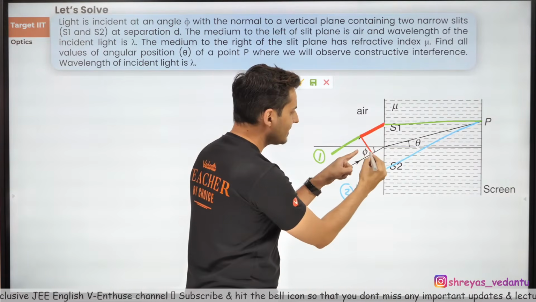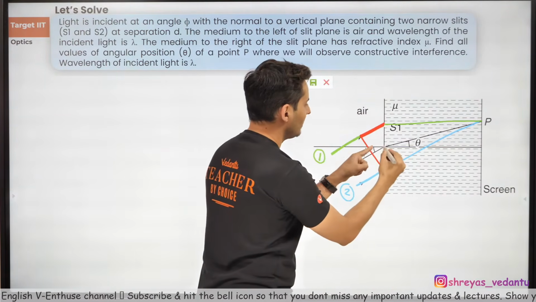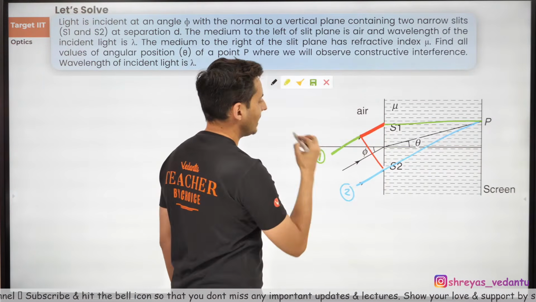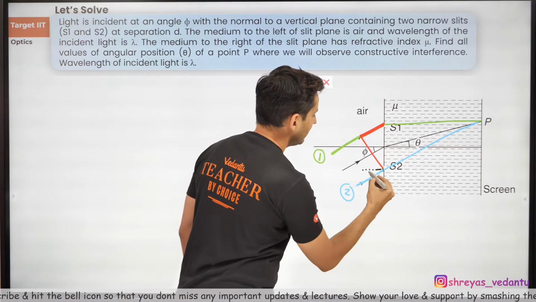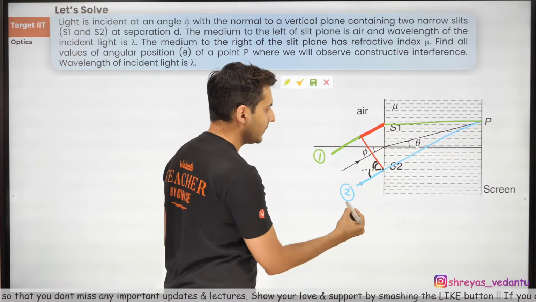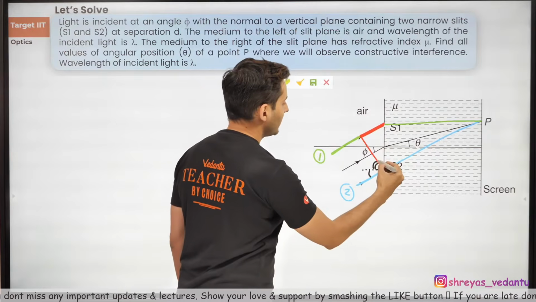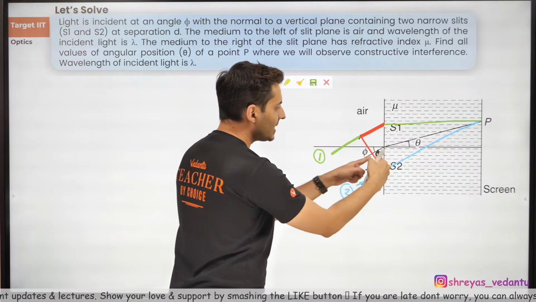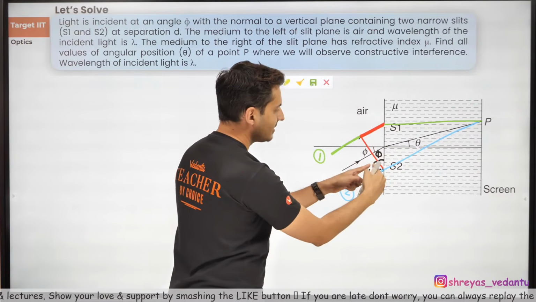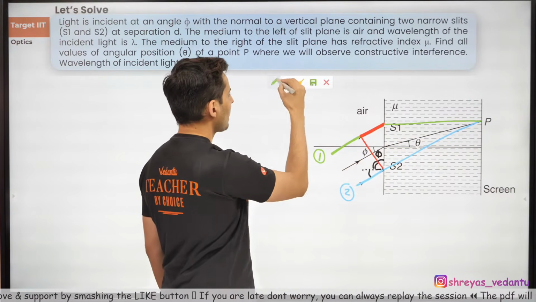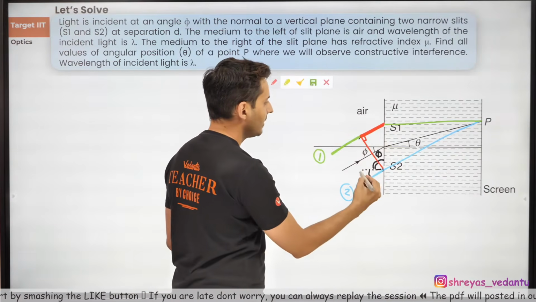Well, if this is phi, think about it. If this is phi, guys, you can just visualize this now. This will be also phi. This will be 90 minus phi. So naturally, this angle will also be phi. And if this angle is phi, this is phi, this is 90 minus phi, this is phi, in this right angle triangle, you can see this is a right angle triangle.